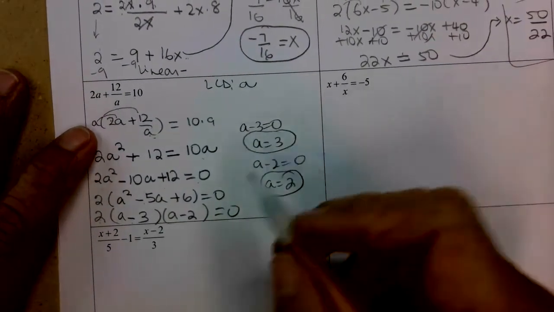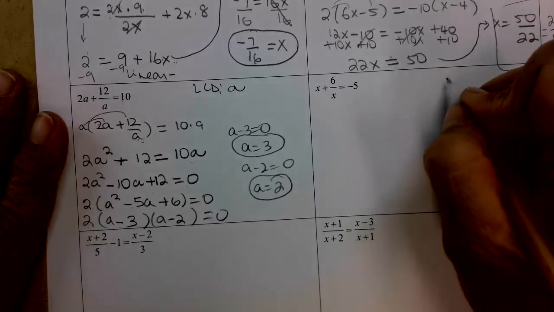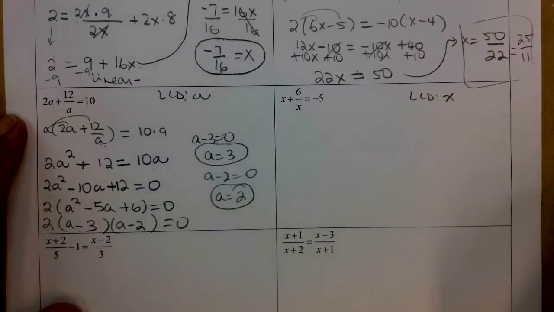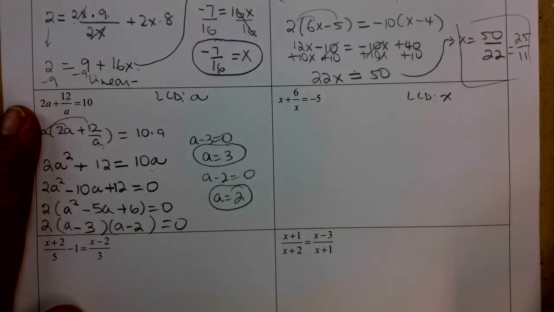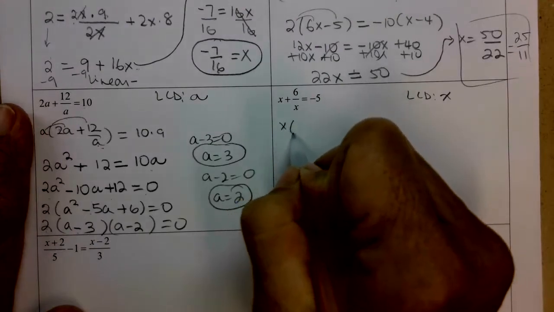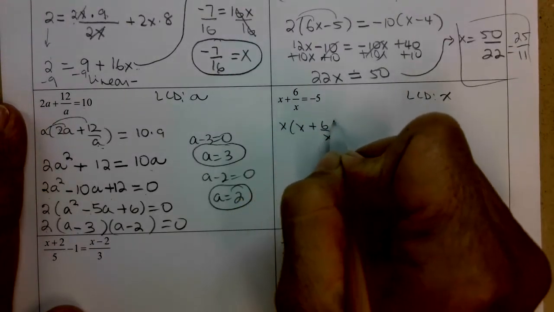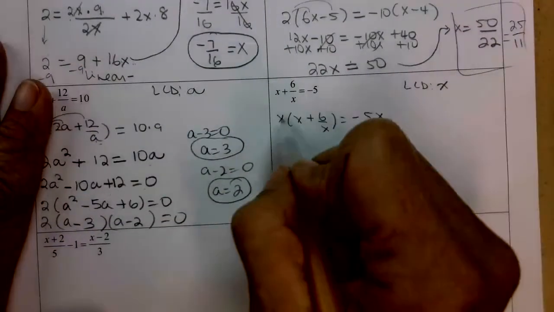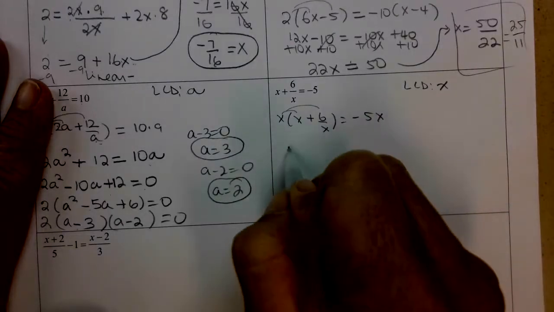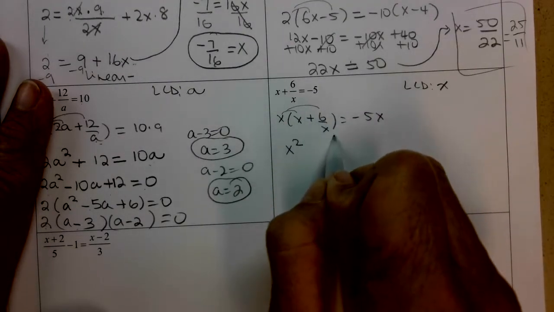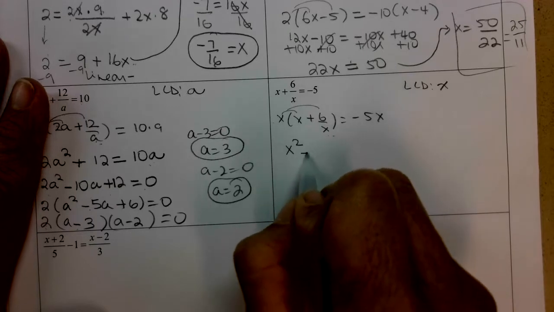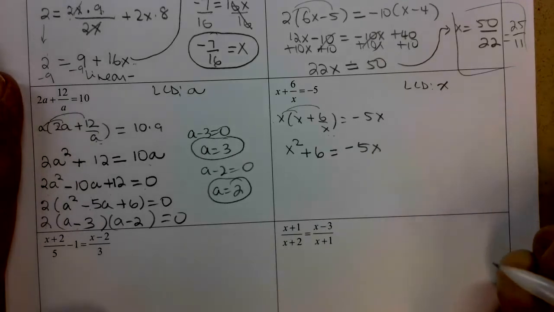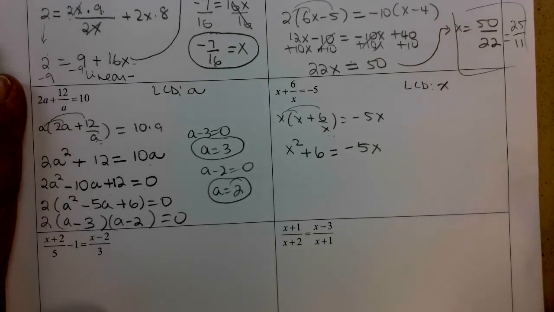So this next example is going to be just like that one. If you want to pause and try this one on your own. So our LCD is going to be x. Multiply both sides by x. Okay, same thing to both sides. Distribute. So we'll get x squared. When I multiply the 6 over x, the x's cancel, so I just get plus 6 equals negative 5x. Oh, well, gee whiz. We have the exact same equation.